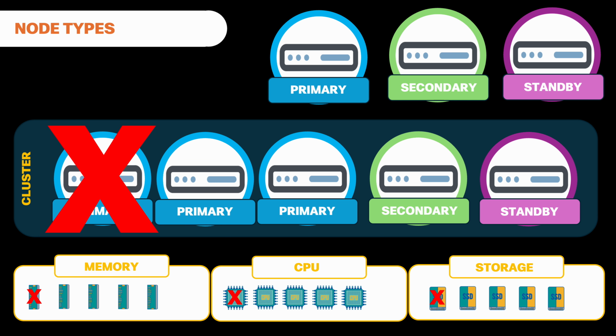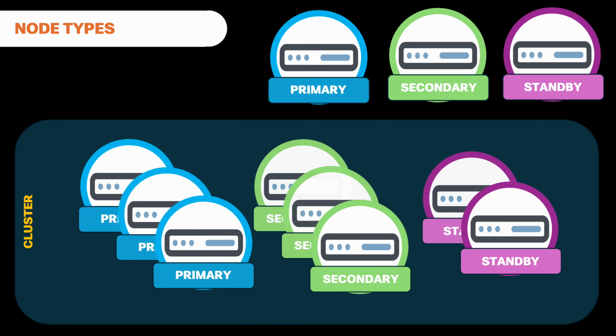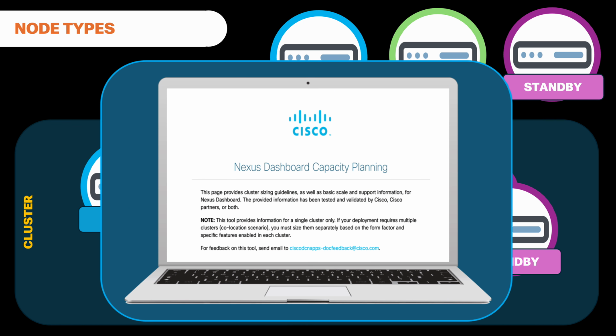Depending on scale requirements, a 3-node cluster can be extended with up to 3 additional secondary nodes for a total of 6 nodes to support higher scale. For physical clusters, you can also add up to 2 standby nodes for easy cluster recovery in case of a primary node failure. The exact number of additional secondary nodes required for your specified use case is available from the Nexus Dashboard cluster sizing tool that we presented in a previous video.